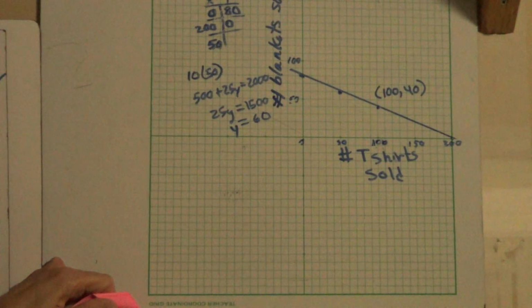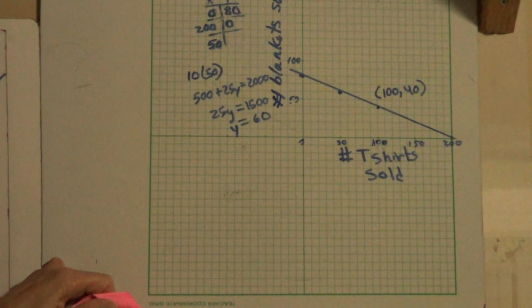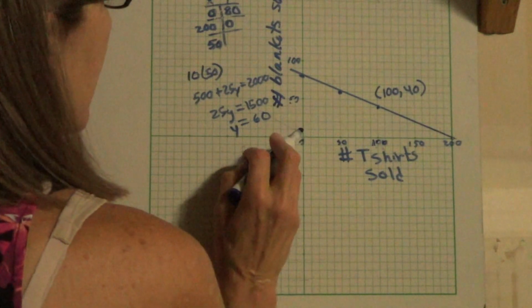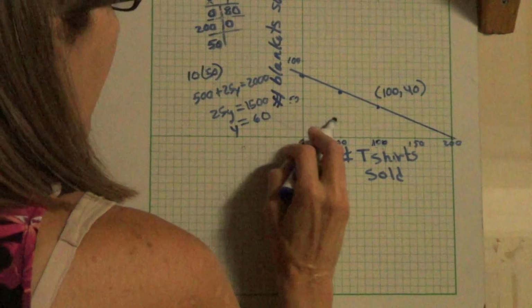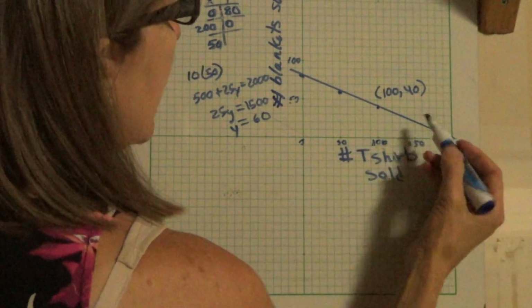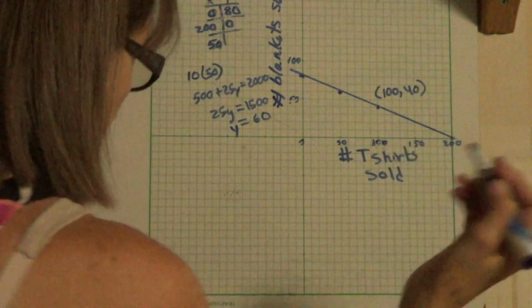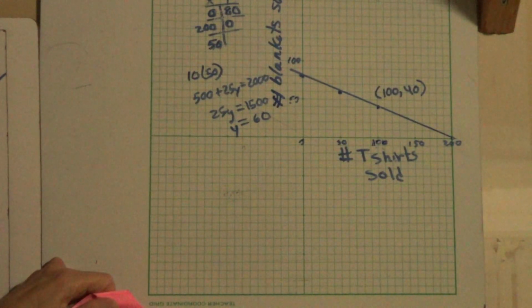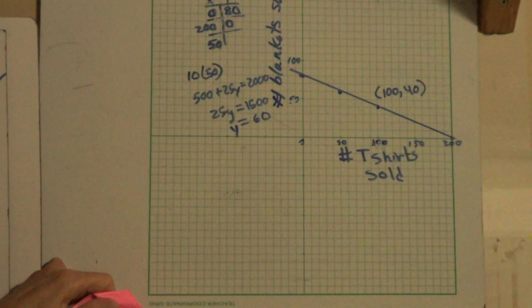Okay. Suppose the Booster Club sells 25 blanket wraps. Use the graph to determine how many t-shirts they need to sell. Well, we go up to 25 for the blanket wraps. 10, 20, 25. Come out here. Drops down to about 140 t-shirts. Okay, so that's an easy way to solve it. You could plug it in, but sometimes we just want an estimate.